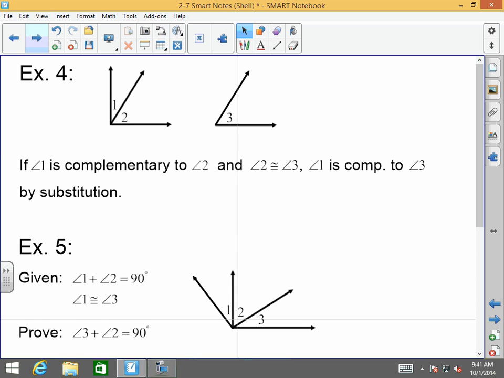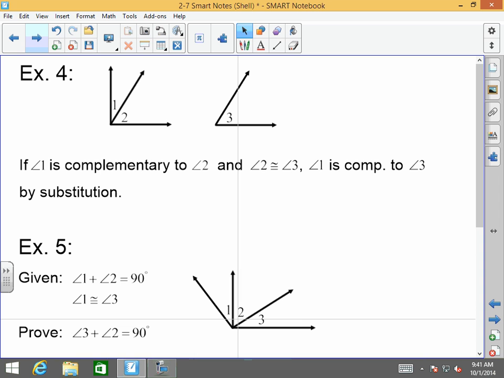I try to give you a lot of examples in this lesson. If angle 1 is complementary to angle 2, think about this, guys, and angle 2 is congruent to angle 3, then angle 1 is complementary to angle 3 by substitution. Okay, I kind of already gave you the answer here. I just wanted you to understand how this works also with complementary angles.